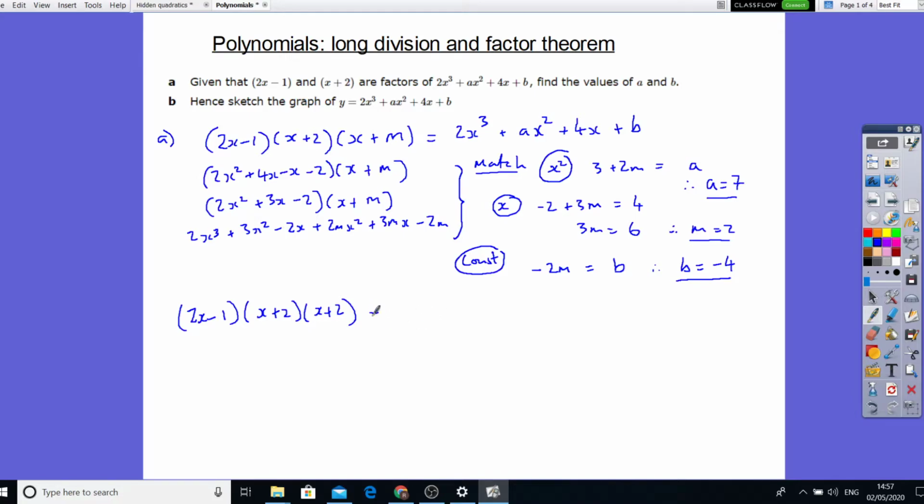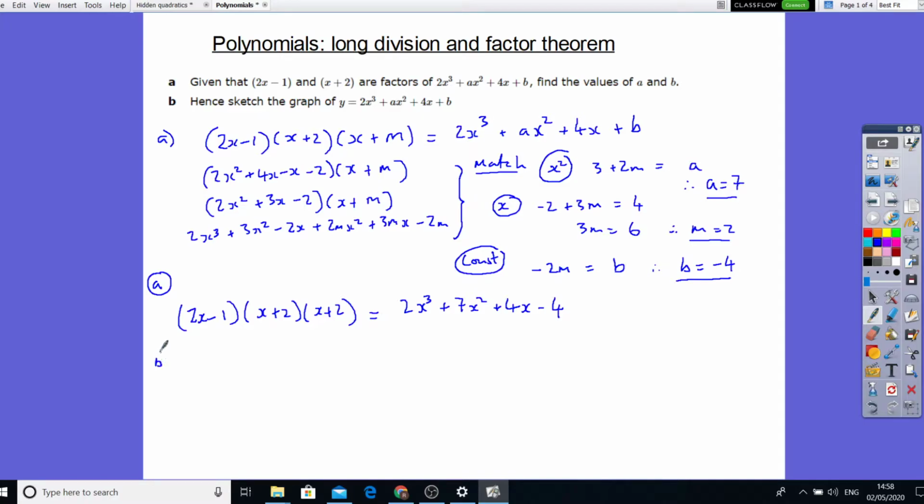Okay, it's the same as 2x cubed plus, now a is 7, so that's 7x squared plus 4x, and the b here is minus 4, so that's going to be minus 4 in the end. Okay, so we've got a covered.